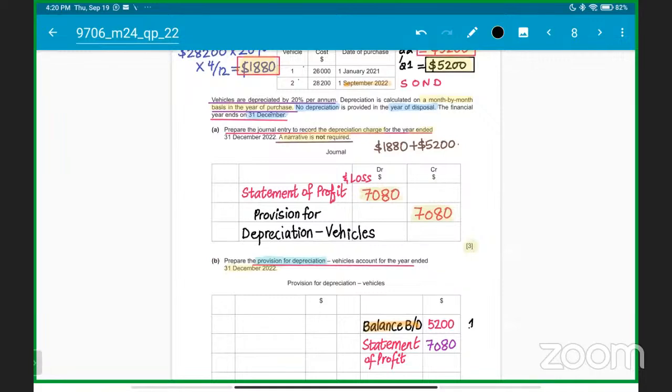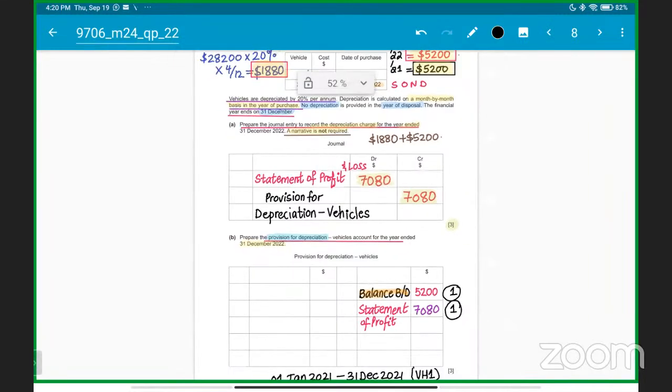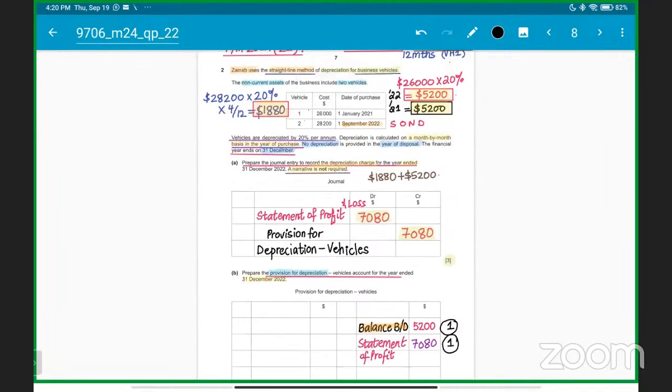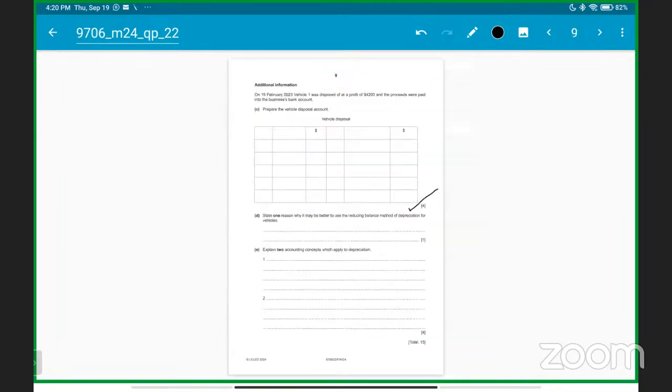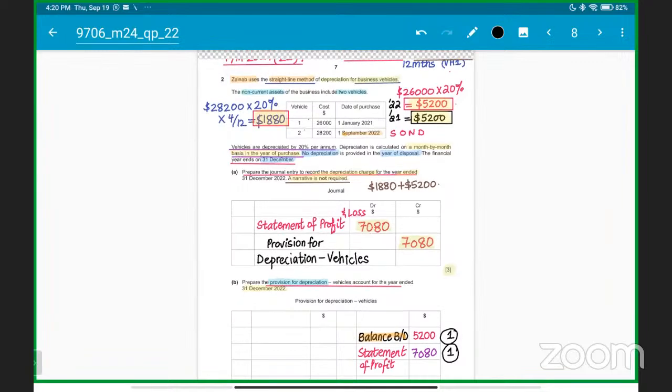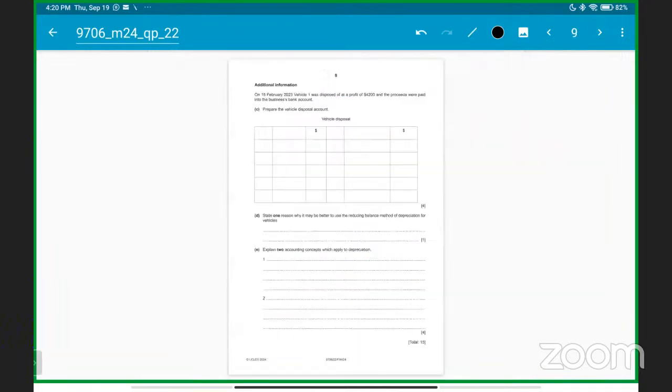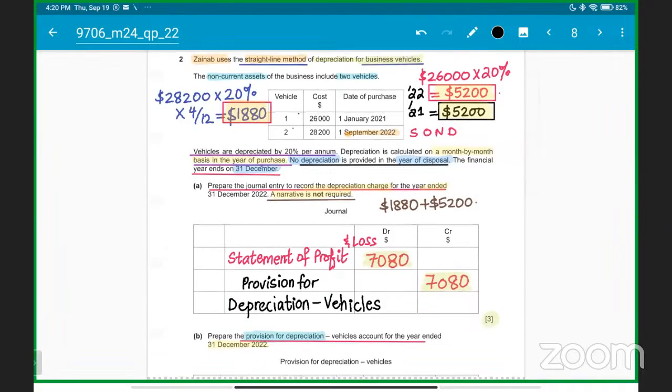Is everyone getting? This is 1 mark, yes, and this is 1 mark as well. Okay, is everyone clear? So far, disposal has not come in this question. Disposal is coming next for 4 marks. Okay, and then we'll work it out. What do they mean by no depreciation is charged in the year of disposal? So let's quickly work it out, students.